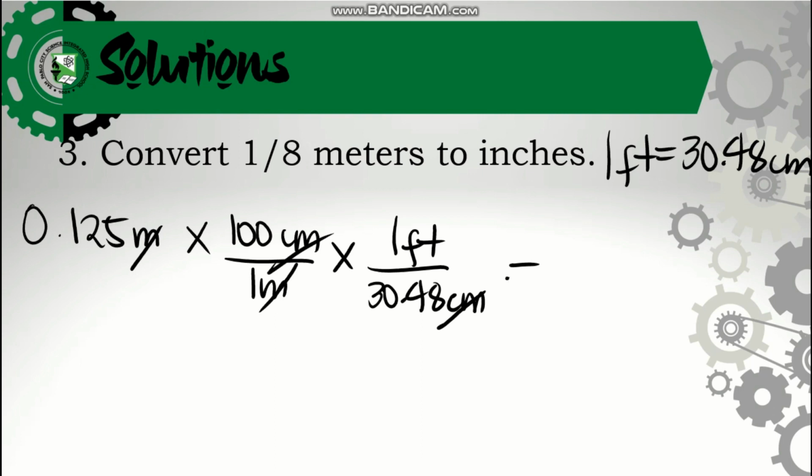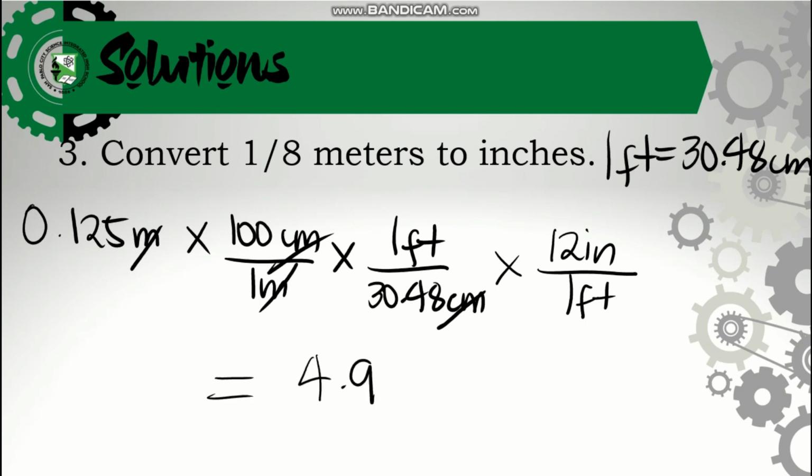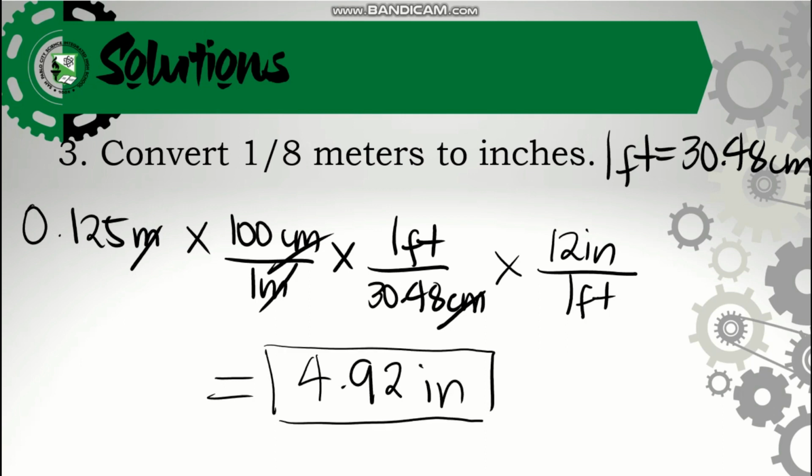And then again, multiply it by the conversion factors, which are 100 centimeter over 1 meter, times 1 feet over 30.48 centimeter, multiplied by 12 inches over 1 feet. As you can see again, I didn't give the conversion factors such as 100 centimeter to 1 meter and 12 inches to 1 feet because those are conversion factors that you must know. We get a final answer of 4.92 inches. Please don't forget the units.